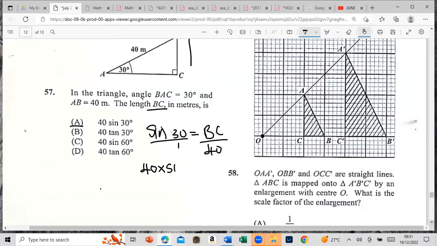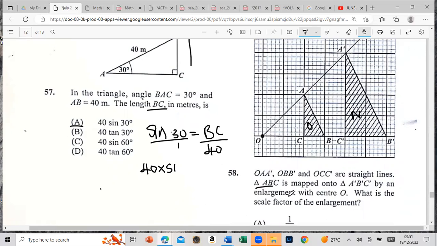Alright, so it says O, A, B, upwards on a straight line. ABC is mapped onto A prime. So this maps onto this. That's the first thing we have to establish. Because remember, it can be this mapping onto this, but it says ABC maps onto this. So this was the original, and these are the new ones.